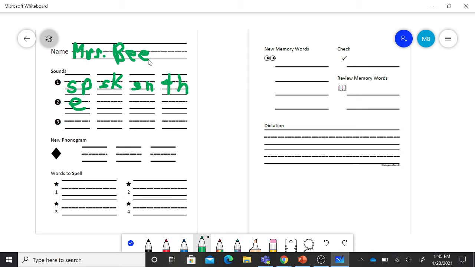Sm, like smash. In our classroom, we call it the Hulk smash. So these are our Hulk letters. SM, smash. Sm. St, like fist. ST. Sh. SH, ship.